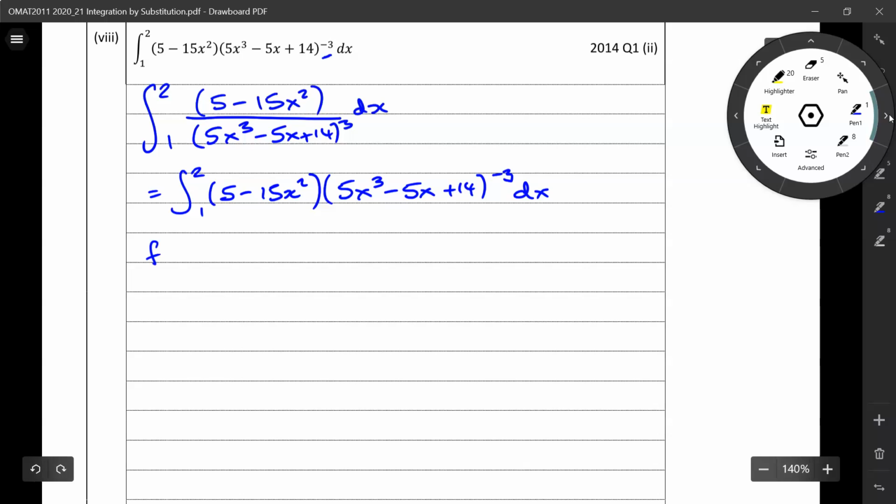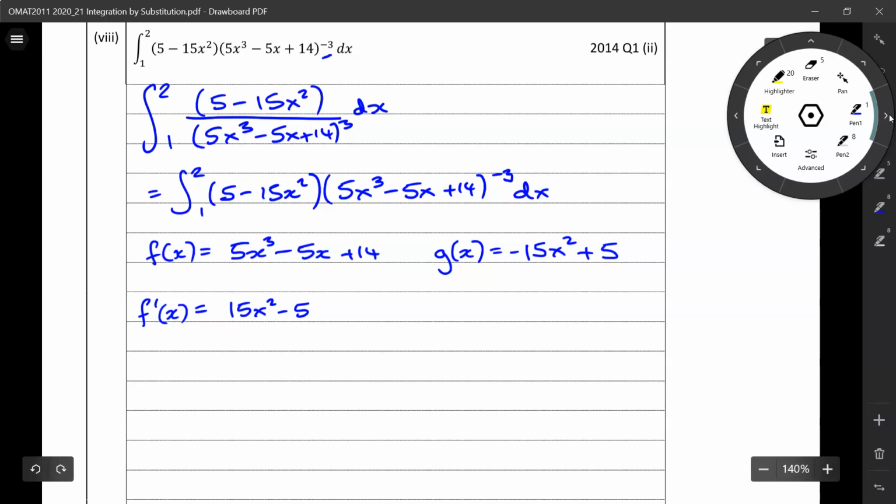So we let the larger function f at x equal 5x cubed minus 5x plus 14. We let the smaller function equal g at x, which is equal to, and I'm going to rewrite it the other way around, minus 15x squared, I'll put the higher power first, plus 5. Then I take the first derivative of f at x, so f prime x: the integral of 5x cubed is 15x squared, and the integral of minus 5x is minus 5.